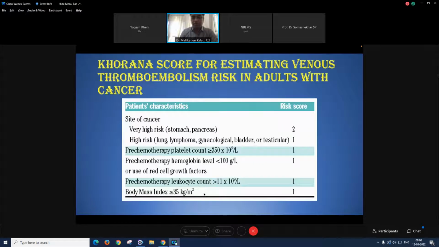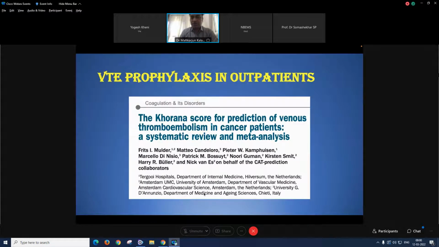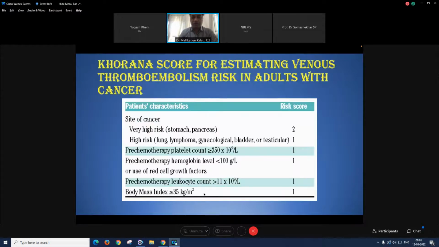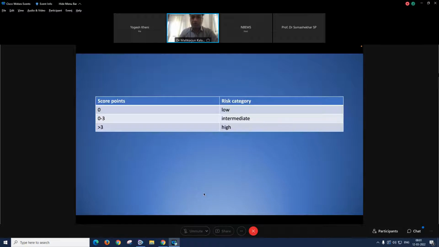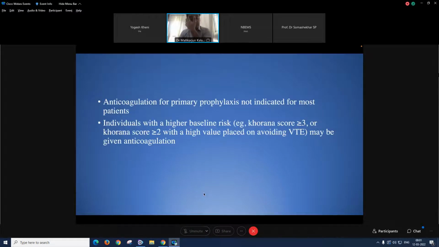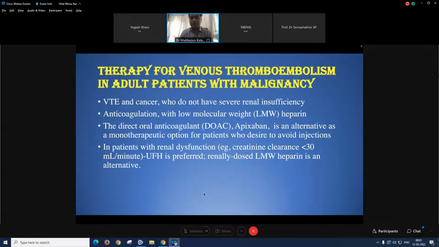We don't do that in everyone. There are various scoring systems. The Khorana score is one of the scoring systems that is used. You can go through that, and if the patient has a very high risk based on the scoring, then maybe under extraordinary situations one can consider primary thromboprophylaxis as an outpatient. But largely the conventional wisdom is primary prophylaxis is not recommended for most cancer outpatients who have not had any history of vascular event.